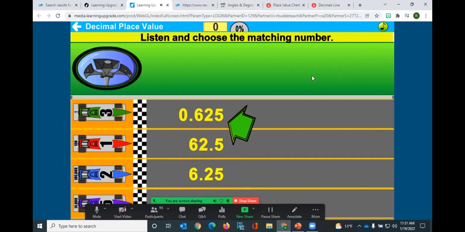Place value time. Listen to this number and choose the matching number from the choices. Press the speaker button to hear it again. 6 25/100.